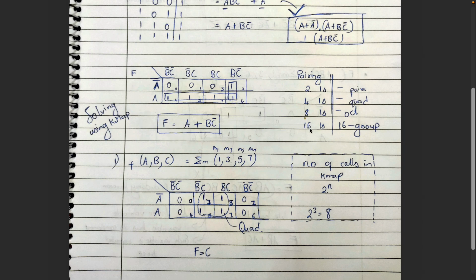First we'll go with 16. 16 is definitely not possible. Can we map 8? 8 is also not possible. So the next best option is quad. So we can make a quad here. So B bar C plus BC. C is common. B plus B bar will become 1. A plus A bar will become 1. So you're left with F equal to C.